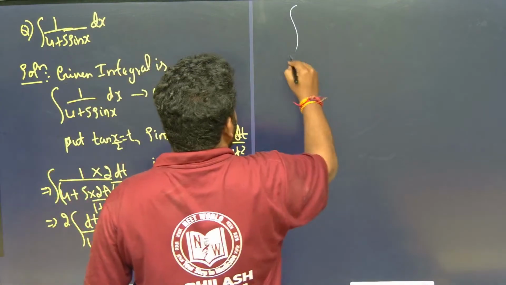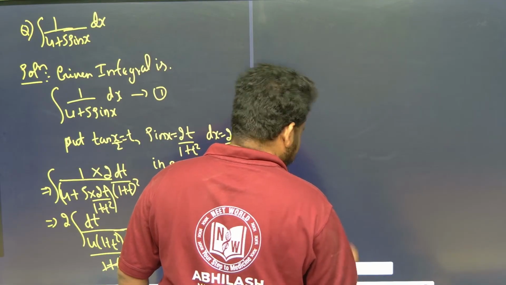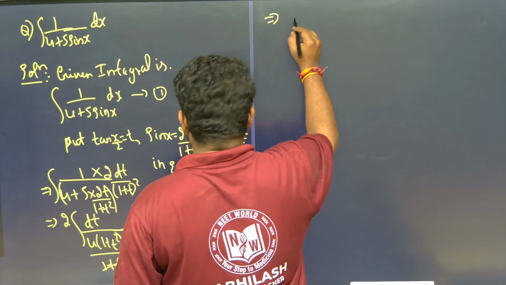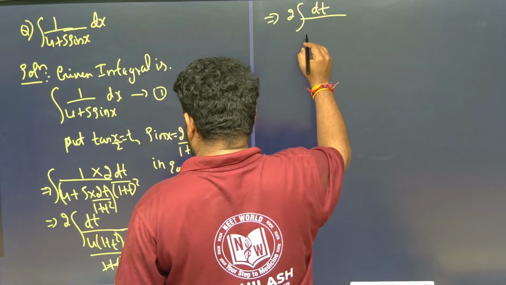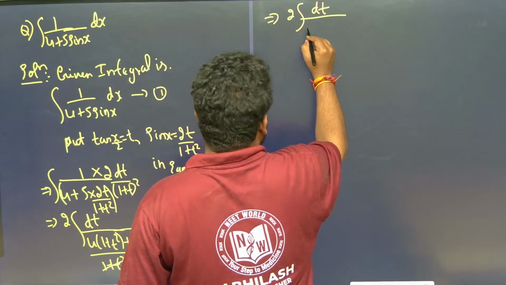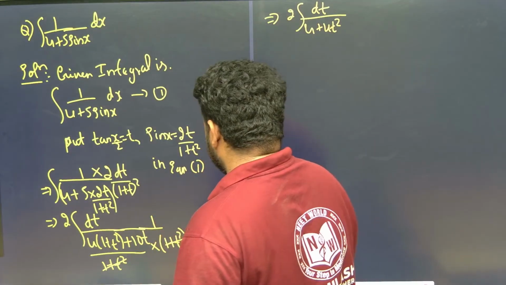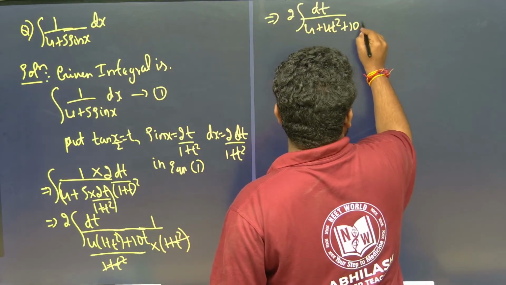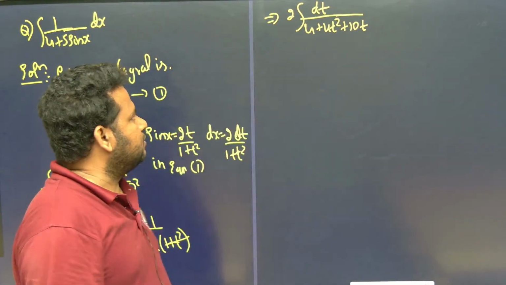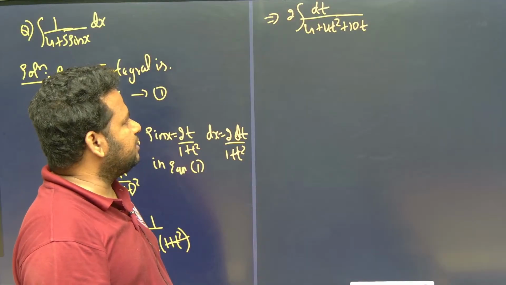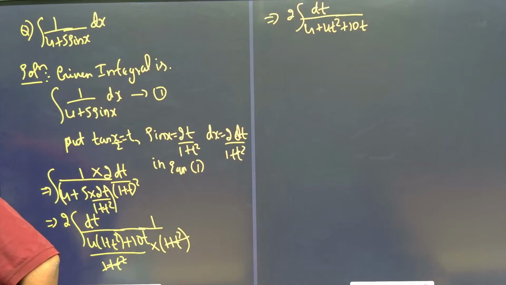See here, just a minute, this implies the integral of 2 dt by, what is that I'll have? 4 into 1 plus t square is 4 plus 4t square, plus 10t. So 2 times the integral of dt by 4 plus 4t square plus 10t, this is what I'll have, friends. Clear?